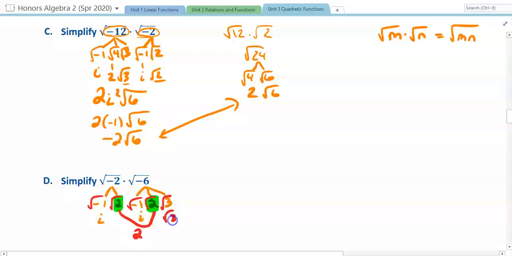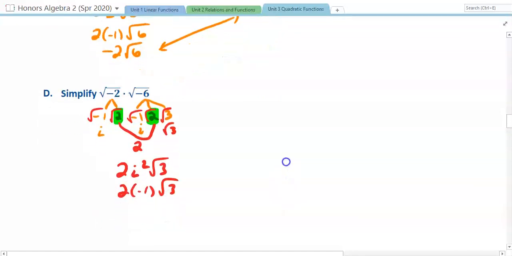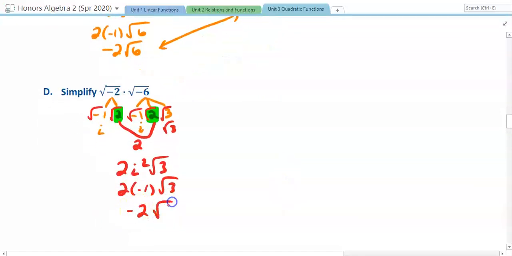Let's look at the square root of 3 out back. Simplifying this, we're going to get the 2 out front. We're going to get i squared, because i times i. And we've got the radical 3. i squared is negative 1, and so I end up with the answer of negative 2 times the square root of 3.